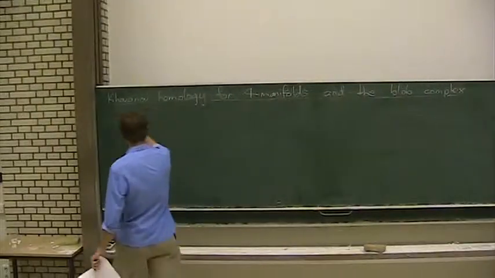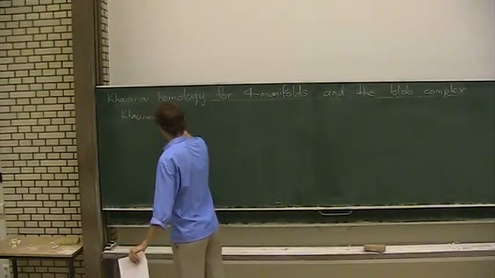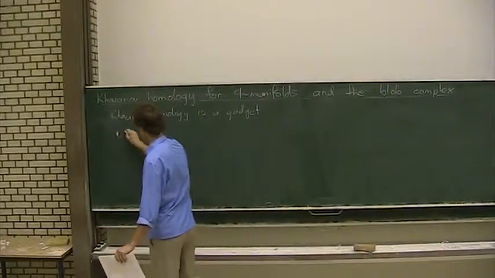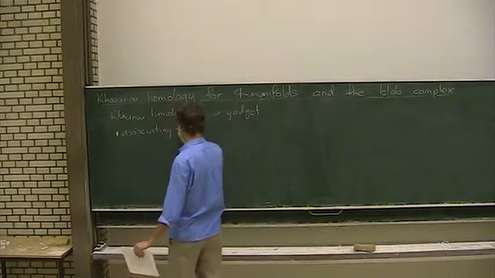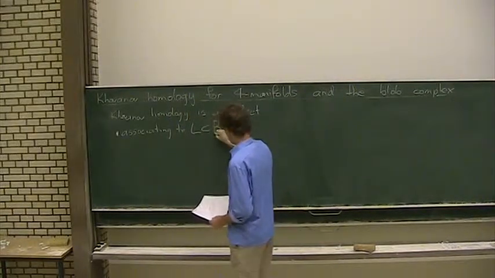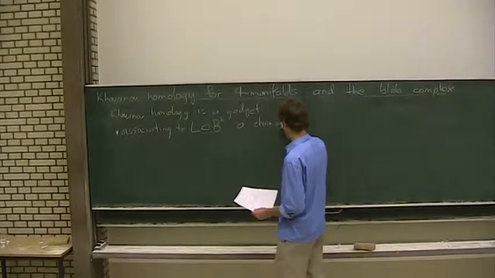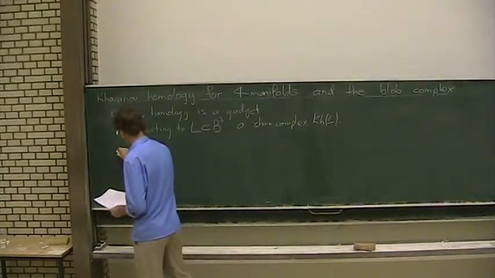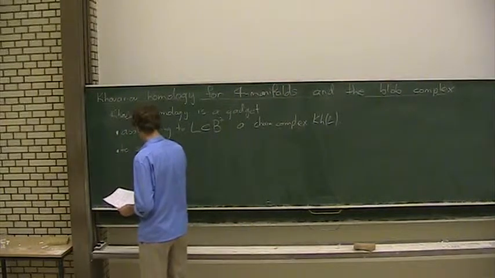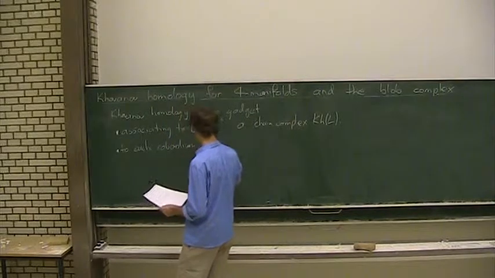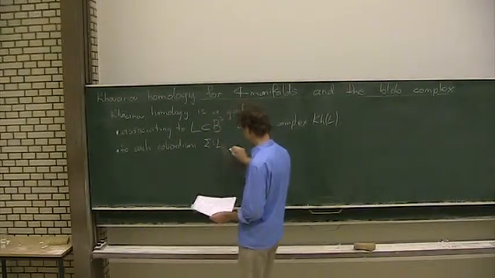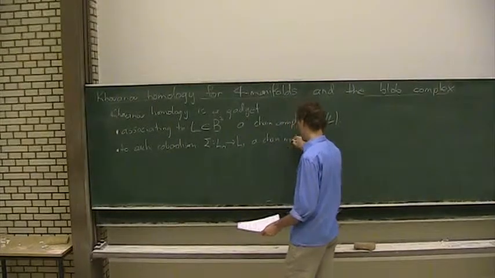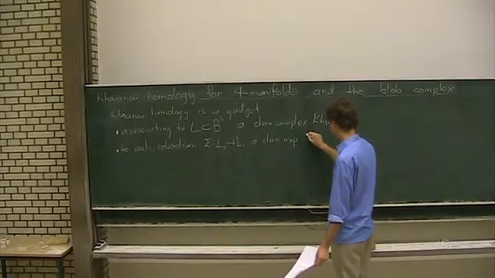So Khovanov homology. There's a gadget here that associates to each link a chain complex. And for each cobordism sigma, think of it as a surface starting at some incoming link, zero, going to some outgoing link, a chain map.